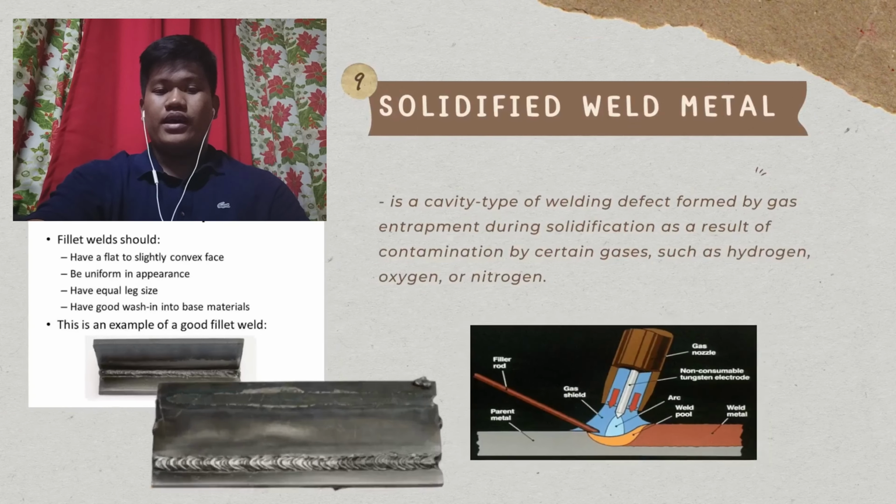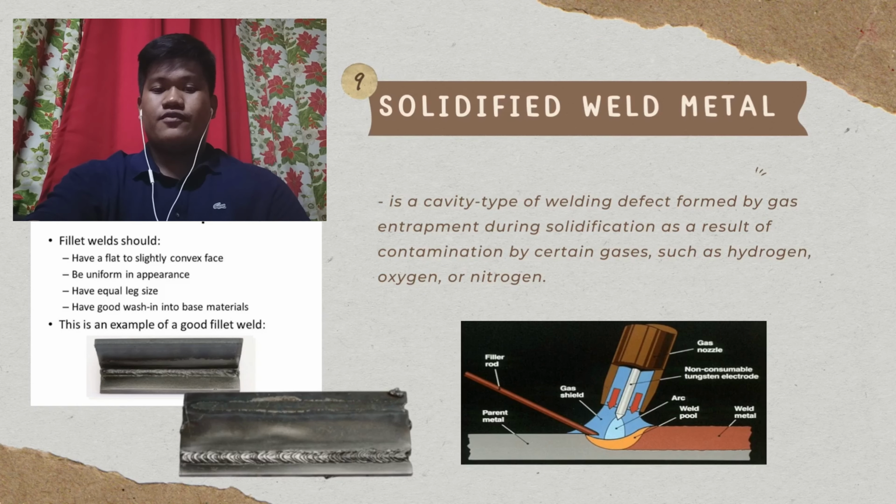Porosity in solidified weld metal is a cavity type of welding defect formed by gas entrapment during solidification, as a result of contamination by certain gases such as hydrogen, oxygen, or nitrogen. Porosity caused by hydrogen pickup can be minimized by keeping the weld joint area and filler metal free of hydrocarbon contaminants and moisture. To avoid porosity caused by oxygen and nitrogen, it is important that the weld pool is properly shielded through the use of high purity shielding gases and sufficient shielding gas flow rates.